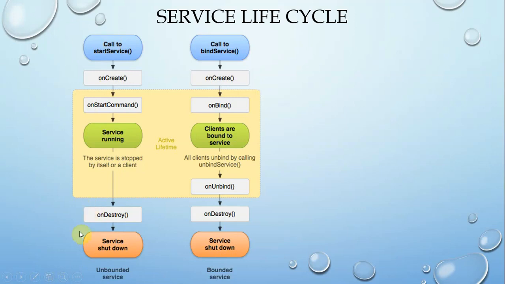Unbounded. What about a bounded one? Only two more methods will get added here. On create is still there, on destroy is still there. The two methods are on bind and on unbind, connect and disconnect. And let's think of this service. Our clients are bound to this particular service.